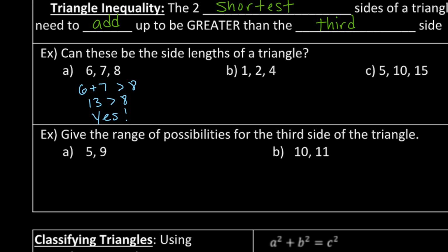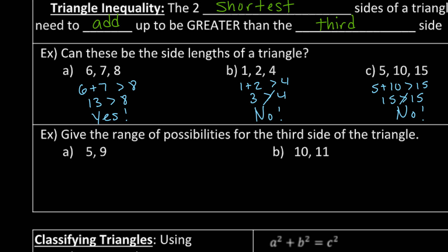Did B form a triangle, Jamar? No, it did not. Why not? Because it's less than 4. Right. What is 1 plus 2? And 3 is less than 4. So no, it does not form a triangle. What about C? No. Renalica? Why not? Right. Good. 15 is not greater than 15, so no, it does not form a triangle.